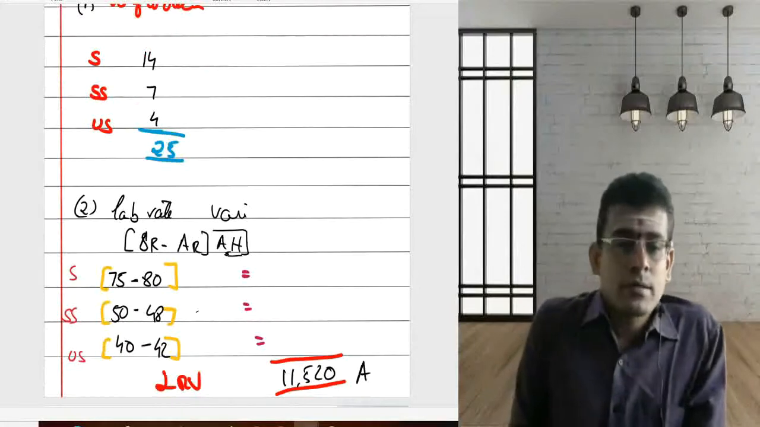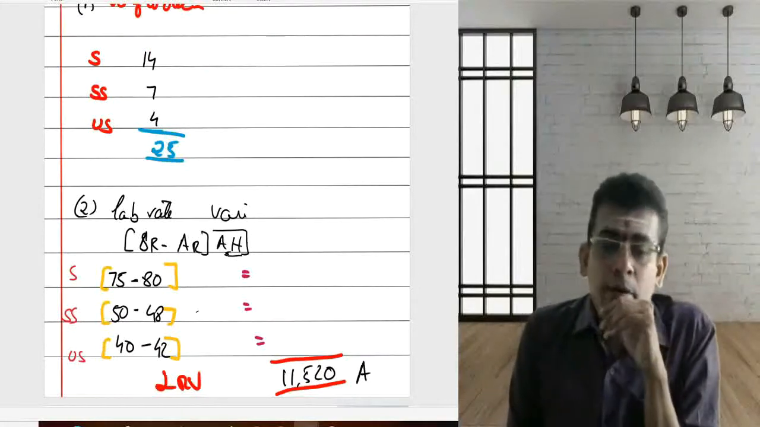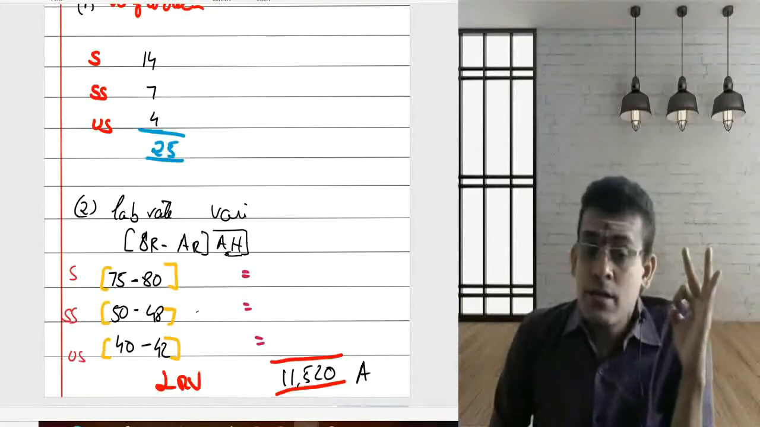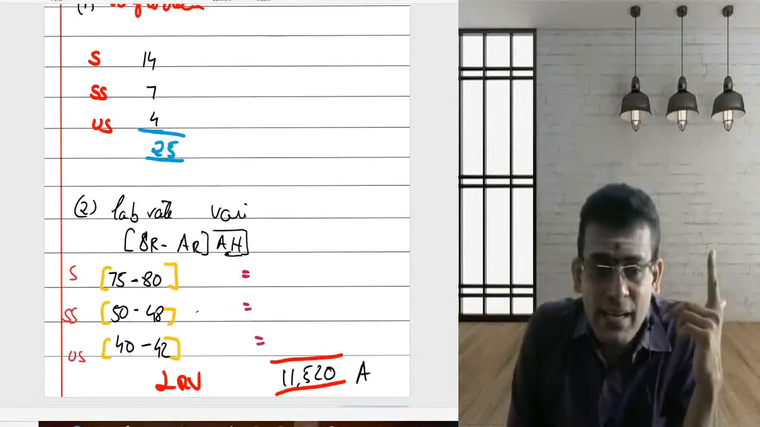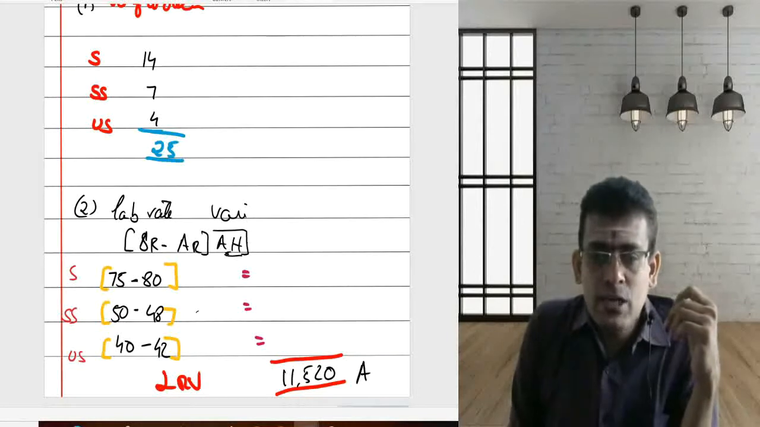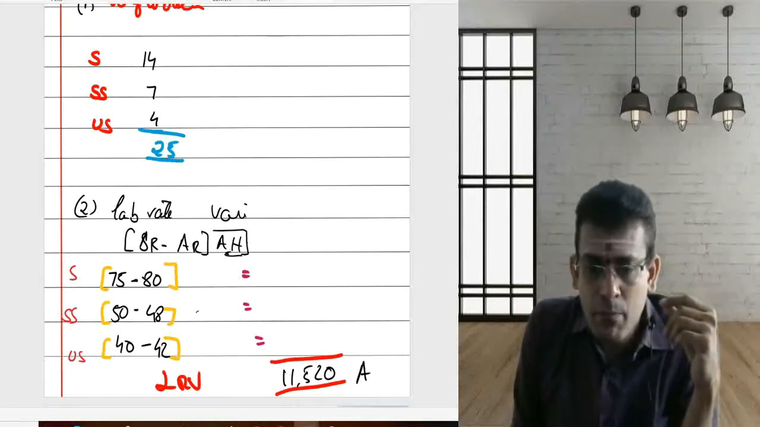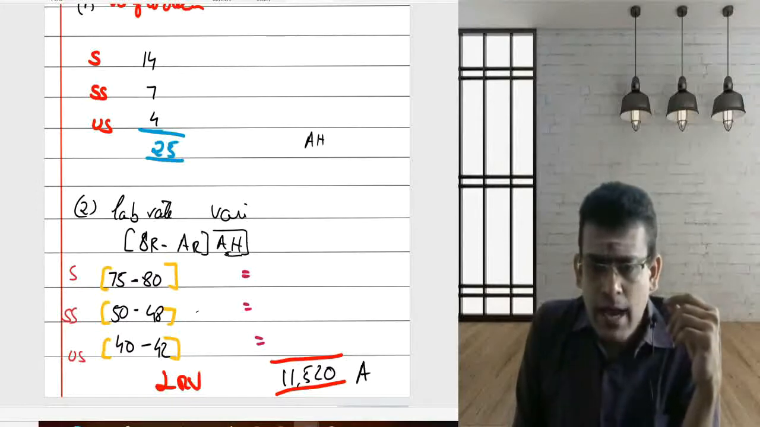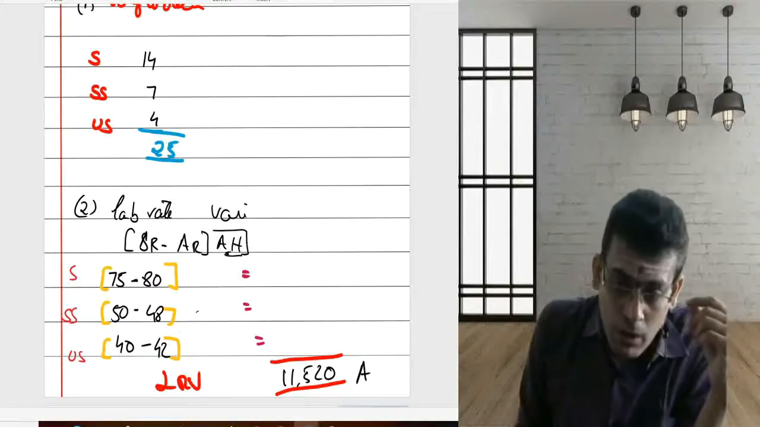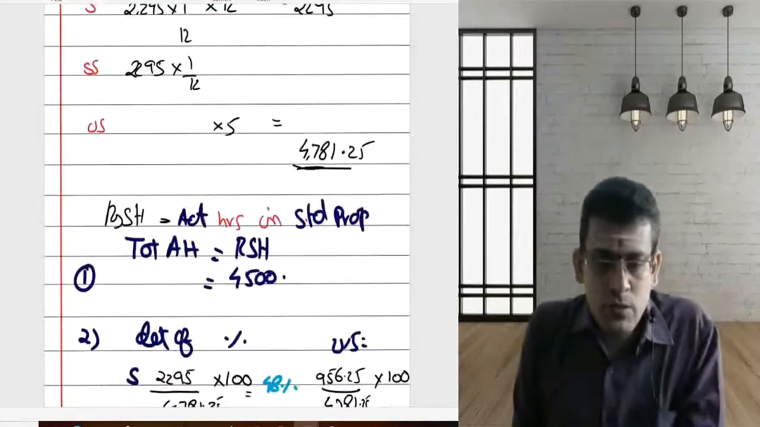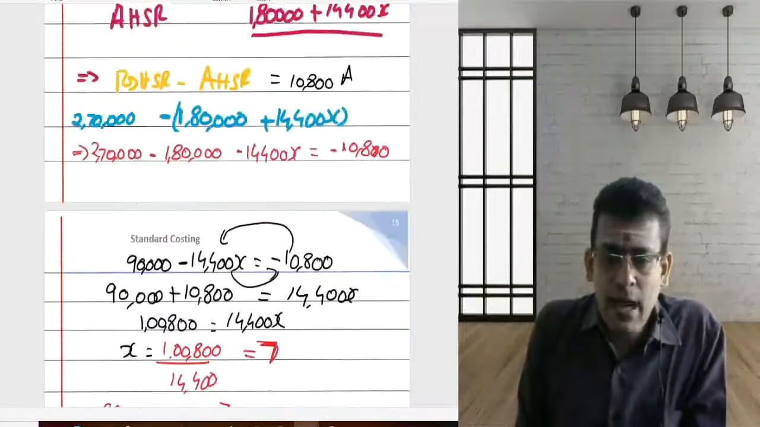So now let us calculate our labor rate variance. Standard rate minus actual rate for actual hours. Now we can easily calculate our actual hours. So how do I calculate the actual hours here? Let me put it here, actual hours. So how do we calculate the actual hours?